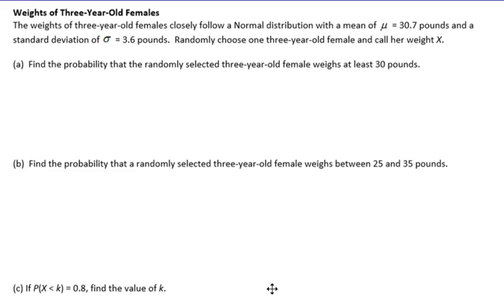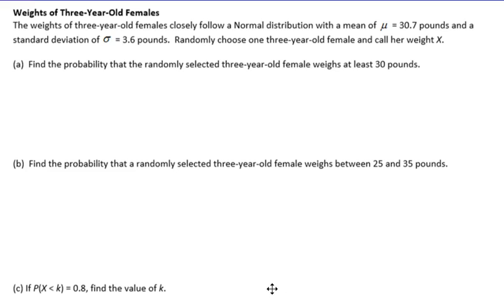The weights of 3-year-old females closely follow a normal distribution with a mean of mu equals 30.7 pounds and a standard deviation of sigma equals 3.6 pounds. Randomly choose one 3-year-old female and call her weight X. So this is considered a random variable because we are going to see a distribution of weights that would occur if we randomly chose a lot of 3-year-old females and weighed them and recorded their weights.